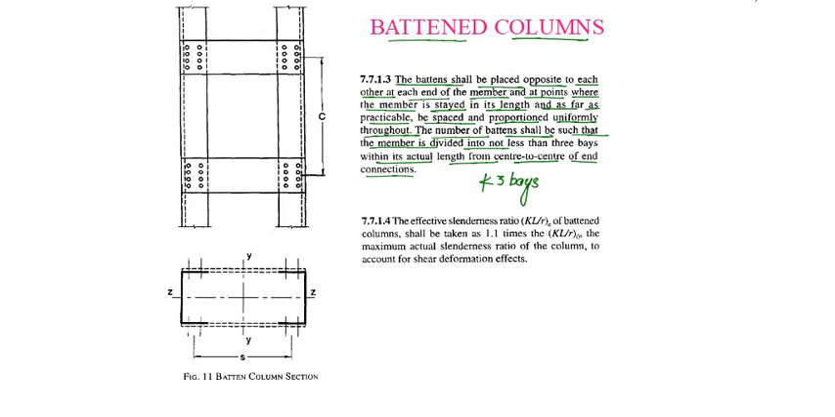These are the batten plates. And the slenderness ratio: the effective slenderness ratio of the batten column is taken as 1.1 times the slenderness ratio of the original, that is a 10% increase. This is to account for shear deformation effects.